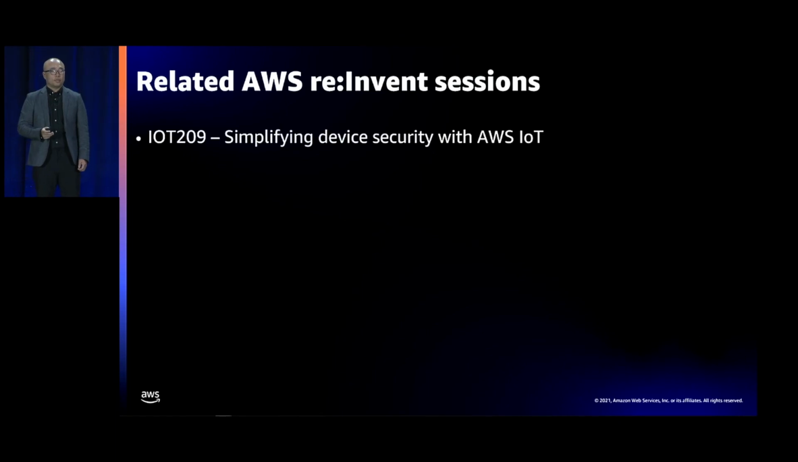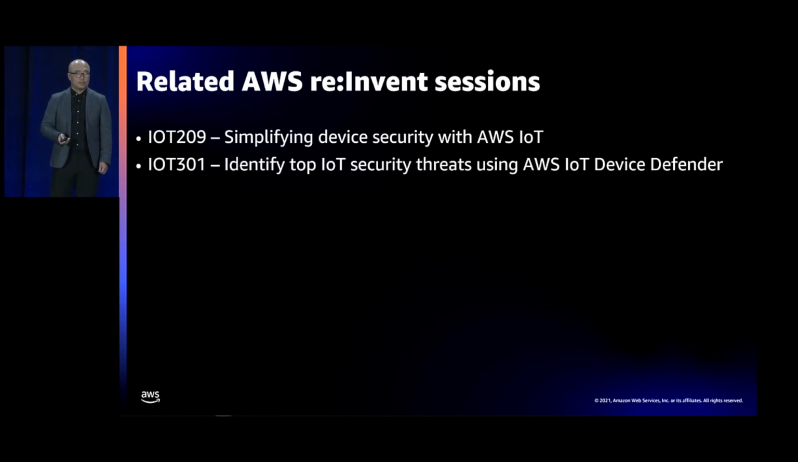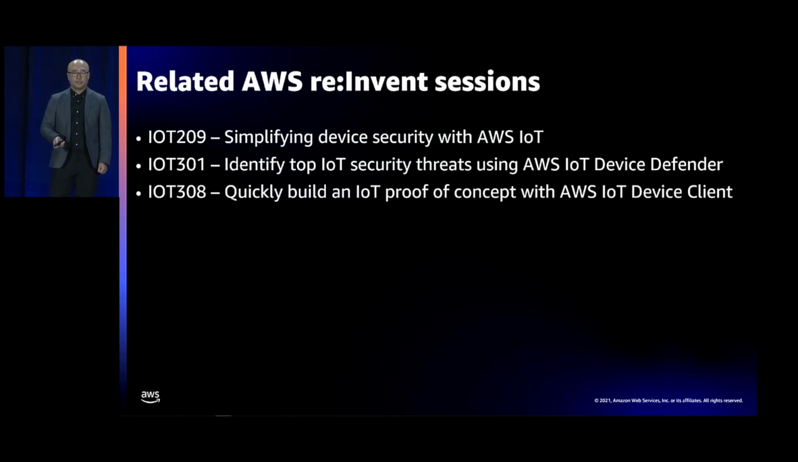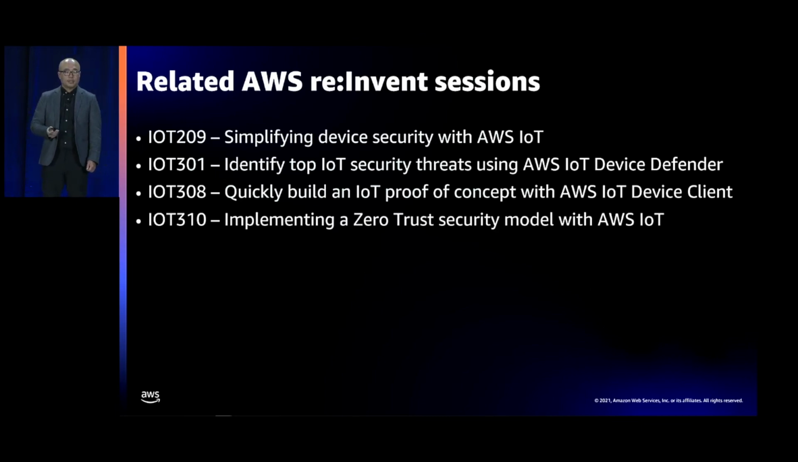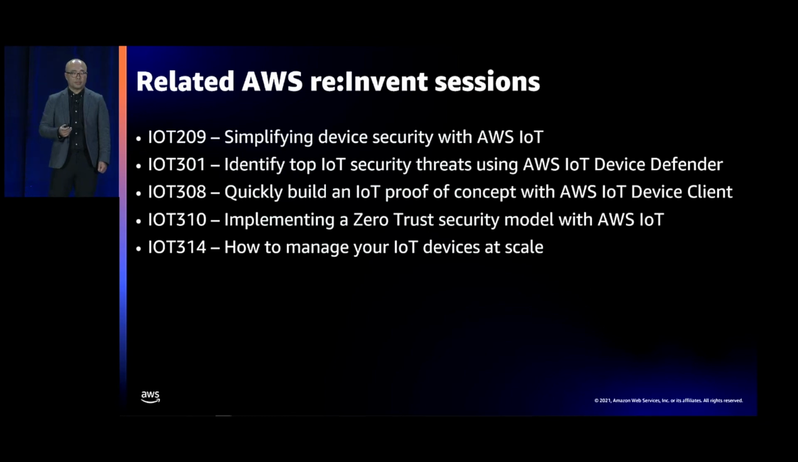And then also there are the related AWS re:Invent sessions this week. So first one is simplifying device security with AWS IoT. Second one is identify top IoT security threats using AWS IoT Device Defender. Third one is how to quickly build an IoT proof of concept with AWS IoT Device Client, which I mentioned earlier. And implementing a zero trust security model with AWS IoT. And lastly, how to manage your IoT devices at scale.